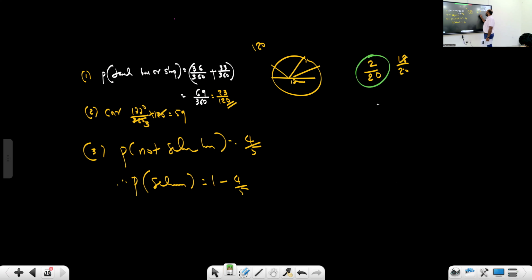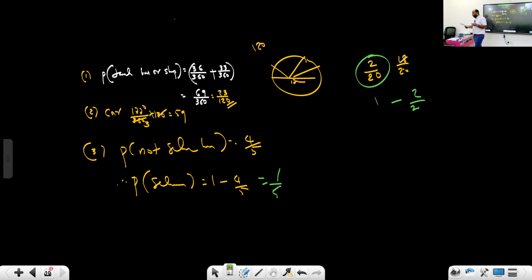Here 2 by 20, 1 minus 2 by 20, is only 18 by 20. How much is 1 minus 4 by 5? 1 by 5. But the question is not this one. Now, what is the probability of selecting train? 1 by 5. But the question is not that one. How many people use the train? Tell me, the number of people who use the train.